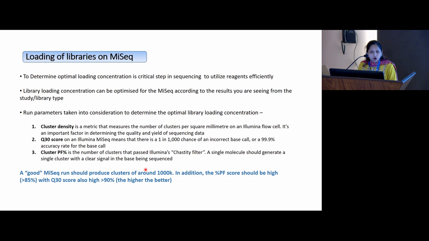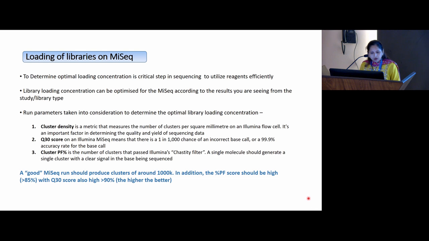So how to determine the optimal loading concentration? That is also a critical step to utilize reagents efficiently. Library loading concentration can be optimized for the MiSeq according to the results you are seeing from your previous study or library type. So the run parameters that are taken into consideration to determine optimal library loading concentration are cluster density, Q30 score, and cluster passing filter. Cluster density is a metric that measures the number of clusters per square millimeter on an Illumina flow cell. It is an important factor for determining the quality and the yield of your data.